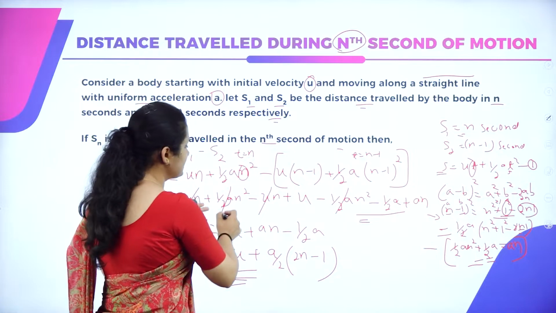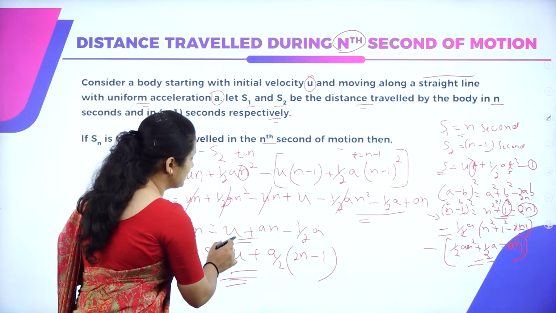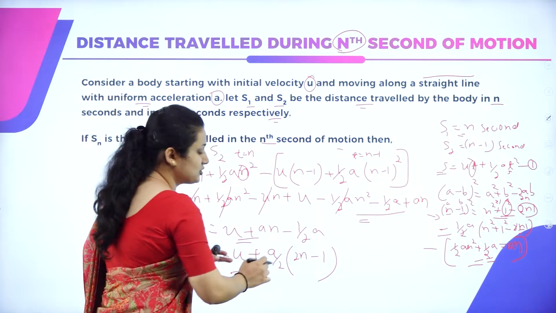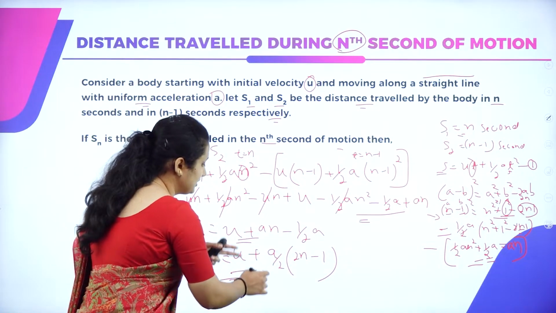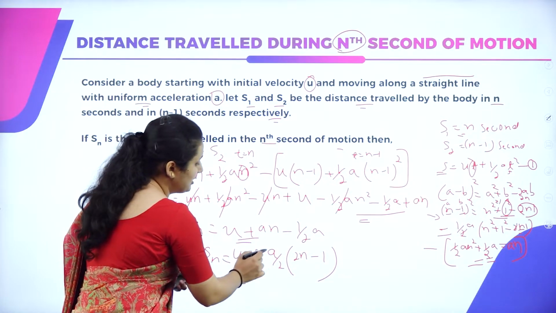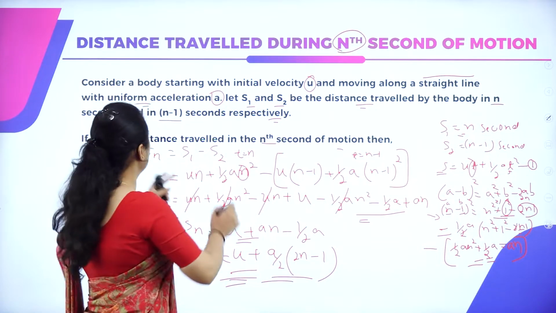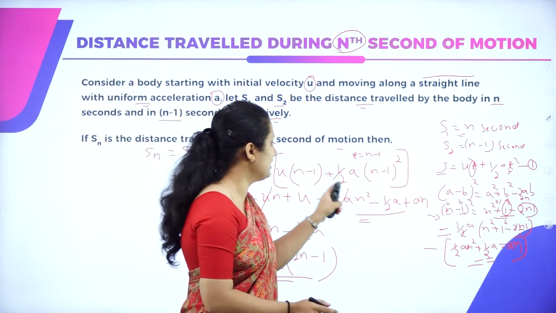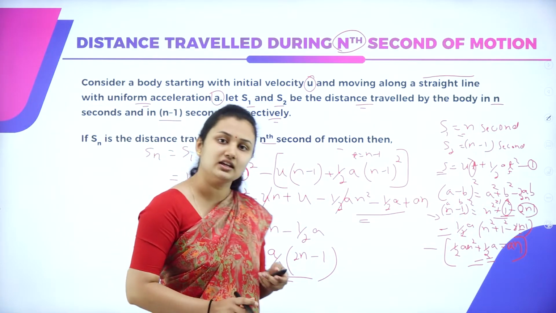So after that, plus and minus get cancelled and plus and minus get cancelled. The remaining terms are u plus an minus half a. So I want to remove this term. What I'll do is take a by 2 common. If I take a by 2 out, I'll get 2n minus 1 inside the bracket. So u plus a by 2 times (2n minus 1) is the equation for the distance travelled in the nth second of motion. So if you understand this simplification part, the rest is easier.